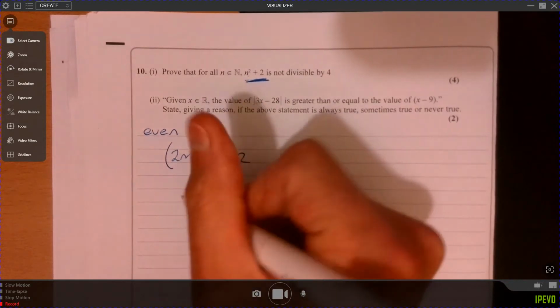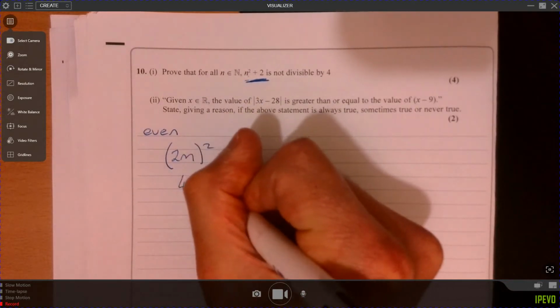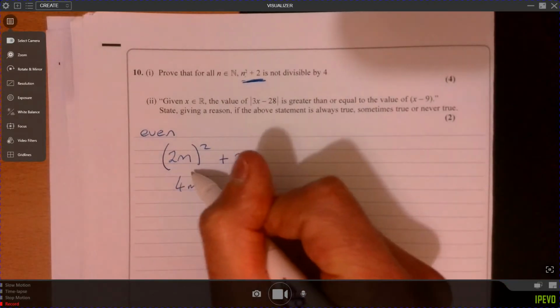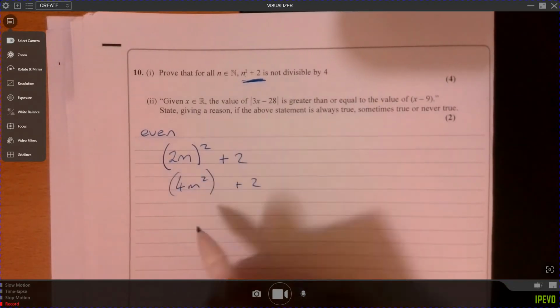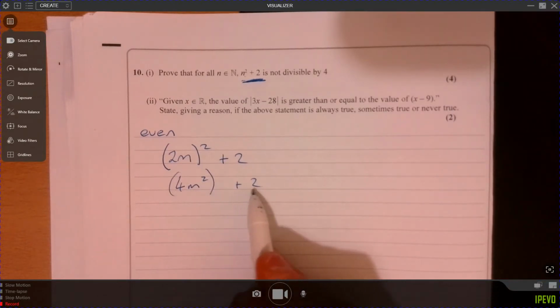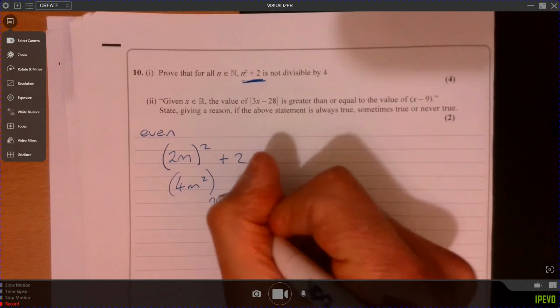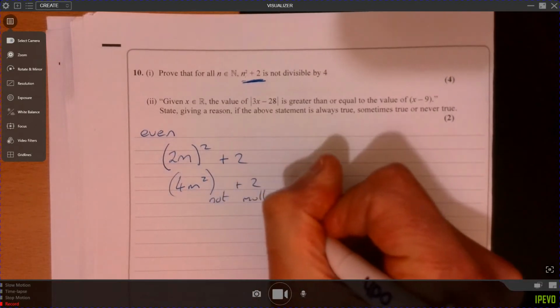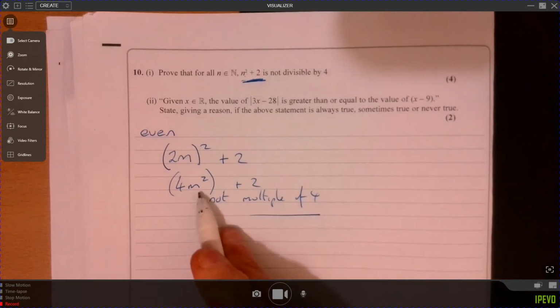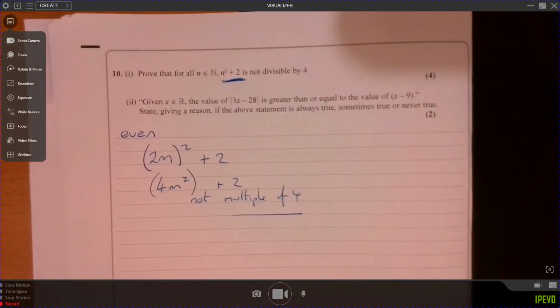So I'm just following this through. If I do this, I get 4m squared, add 2. Well, this is clearly going to be a multiple of 4. So a multiple of 4 add 2 is not a multiple of 4. It cannot be, because it's a multiple of 4 add 2. So that's not going to work.